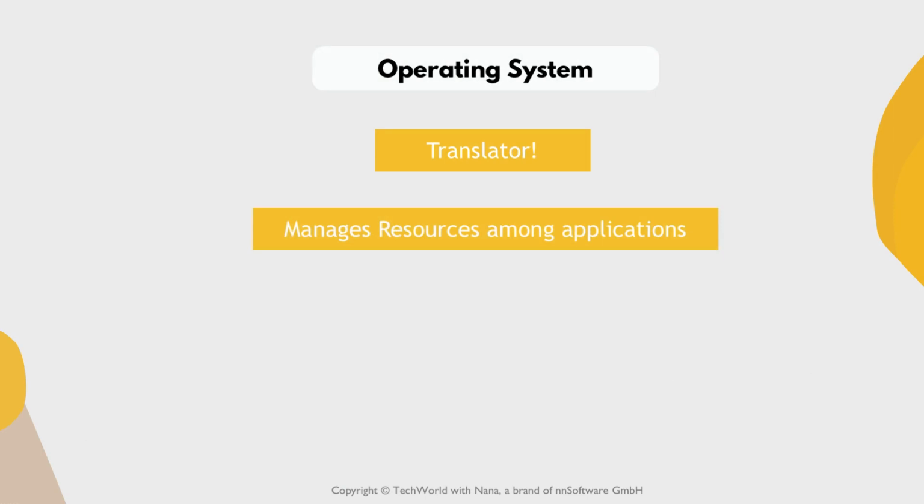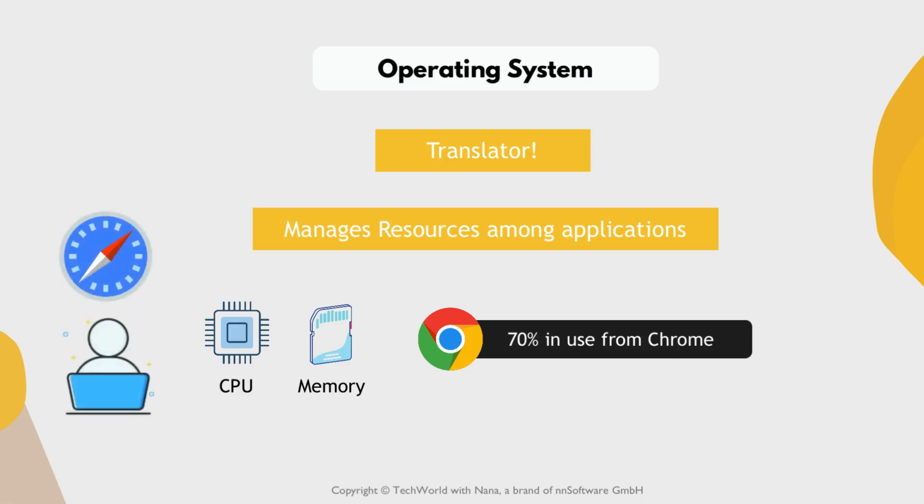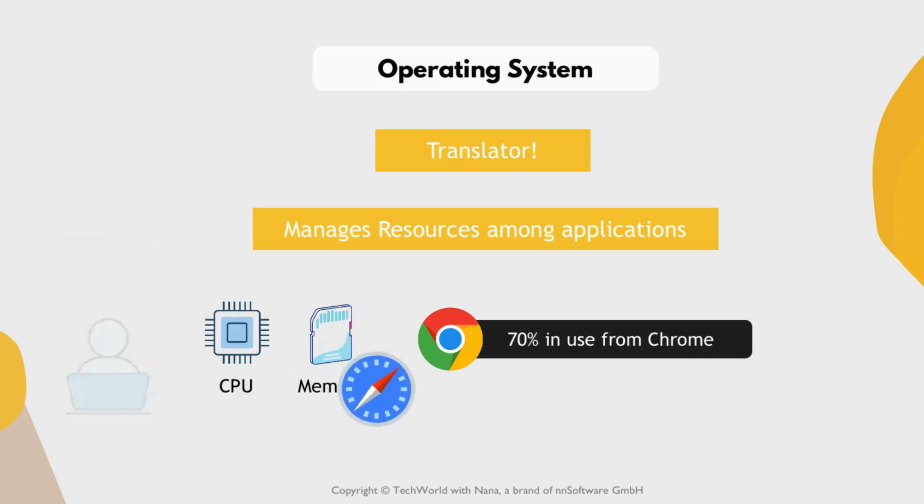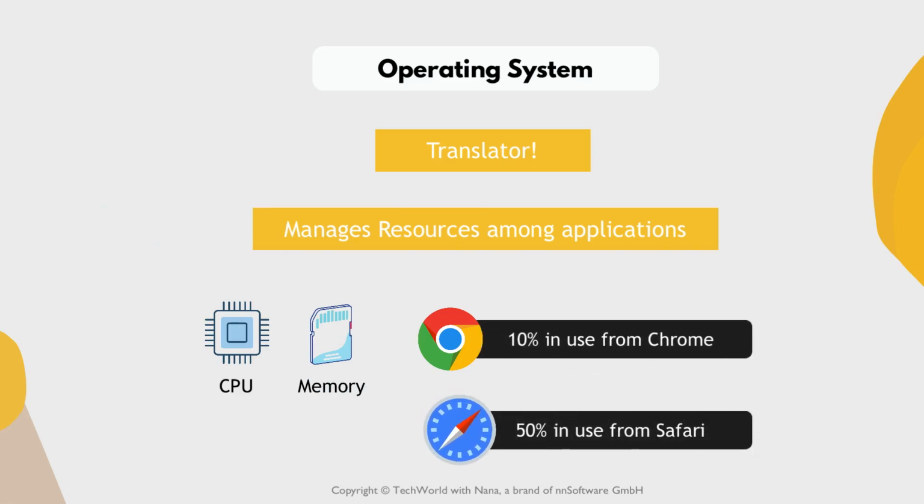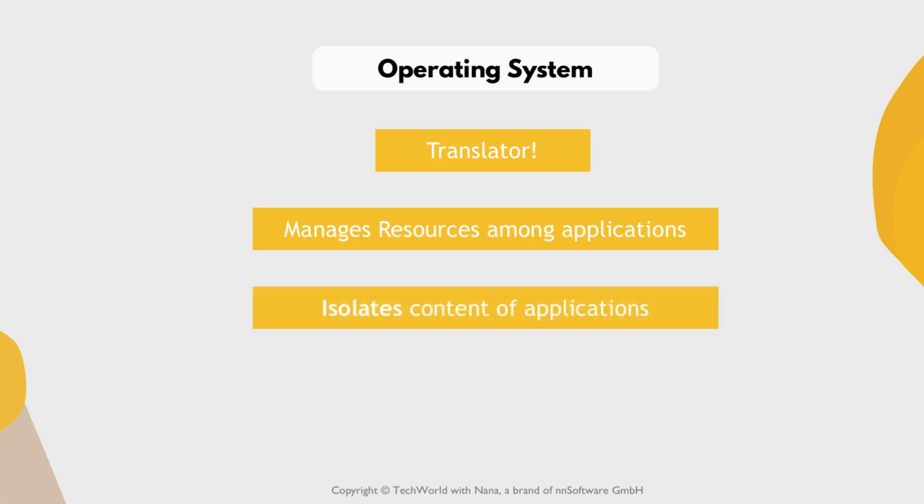Also, the operating system will manage the fair usage of resources among the applications. So for example, if Chrome is using a lot of resources, but it hasn't been active for a while, and the user opens Safari, then the operating system will take away the resources from Chrome and give those resources to Safari. So it has an intelligent logic to decide which application gets how many resources. And it also isolates the contents of different applications so that they don't interfere with each other's resources.